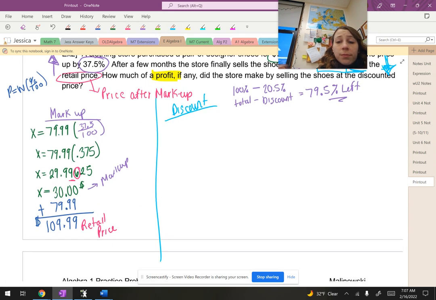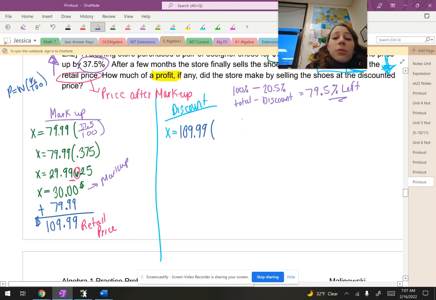So still looking for my part. My new whole is no longer the $79.99 because I don't have that number anymore. I'm using that $109.99, that retail price, because that's the price that's being discounted, not the $79.99. And now, depending on what you want to do, if we use that percentage that's left, the 79.5%, we don't have to do any subtraction at the end because we already have what's left. I'll show you that. We'll start off with the 20.5%.